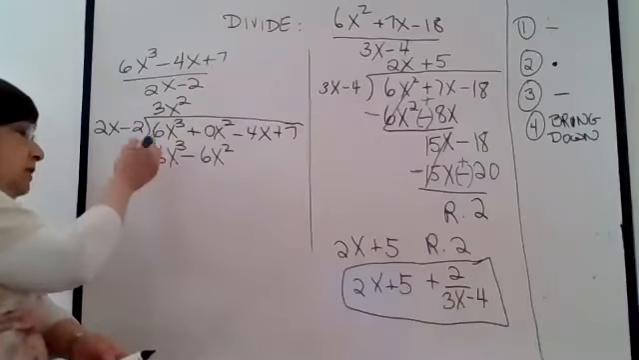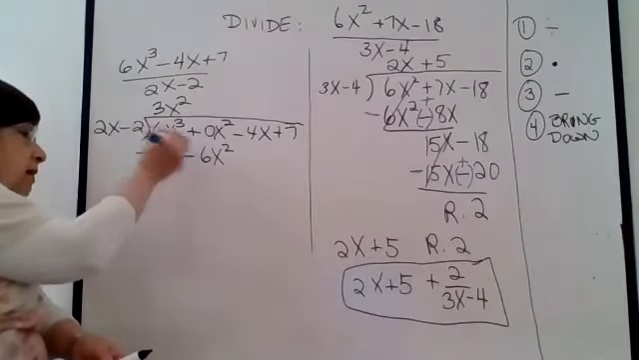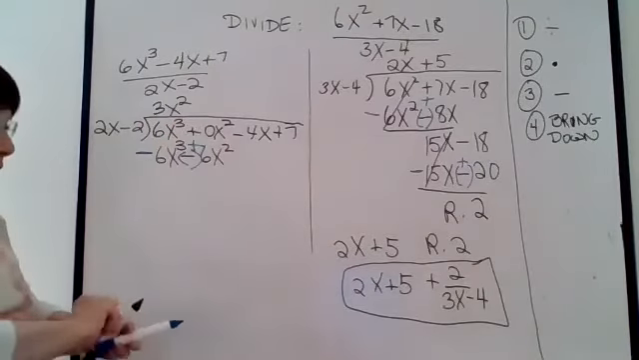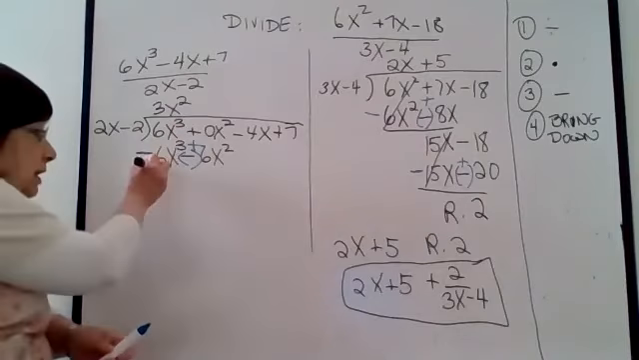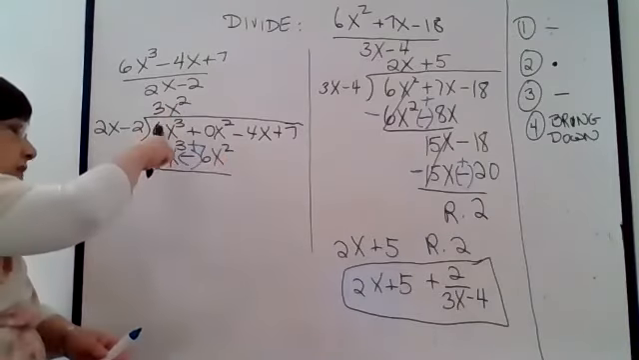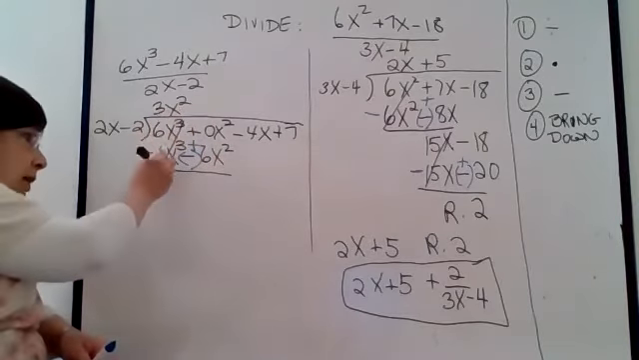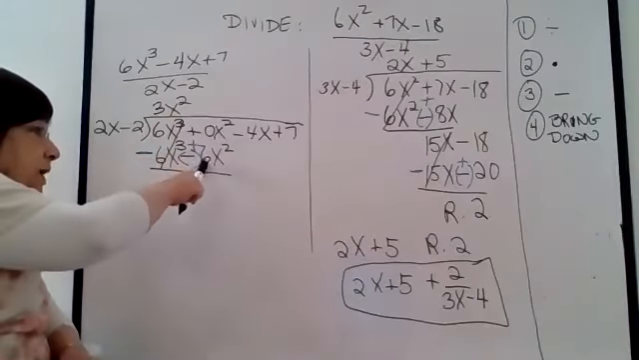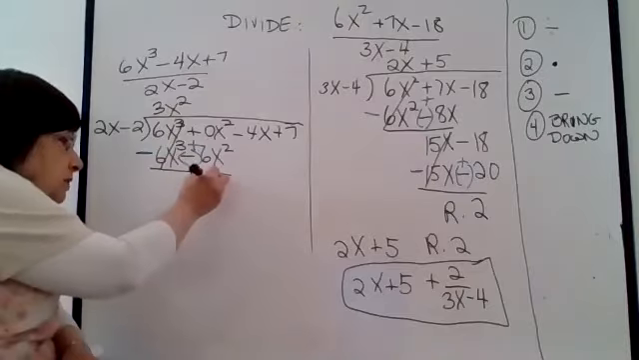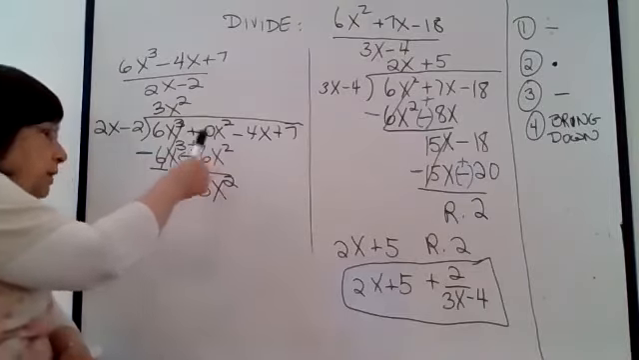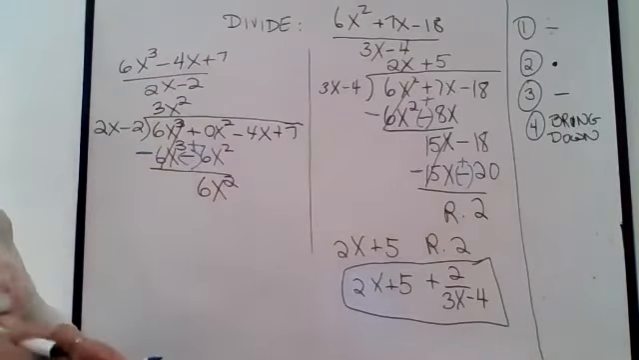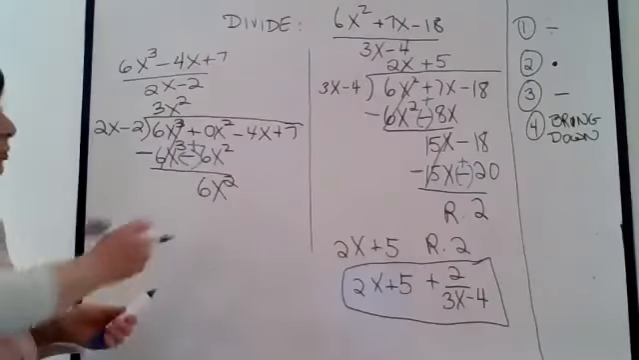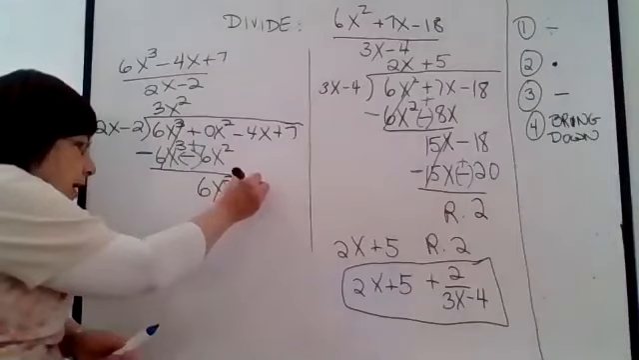This is a positive 6x cubed, so it's going to become a negative. This is a negative 6x squared, so it's going to become a positive. Change both signs, and then do 6x cubed minus 6x cubed. That cancels out. And 0x squared plus 6x squared gives me a positive 6x squared. So I change the sign and then just add down. And after I've done the subtraction, I bring down the next term, which is negative 4x.